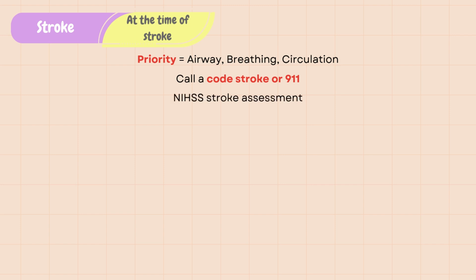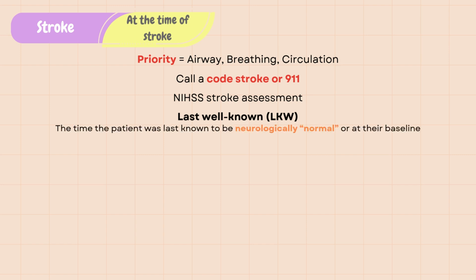Perform stroke assessments such as using the NIHSS scale, as discussed in my Stroke Basics video, and find out when the last well-known time was. The last well-known refers to the time the patient was last known to be neurologically normal or at their baseline. This piece of information helps the stroke neurologist decide whether the patient qualifies for thrombolytics or clot-busting drugs.